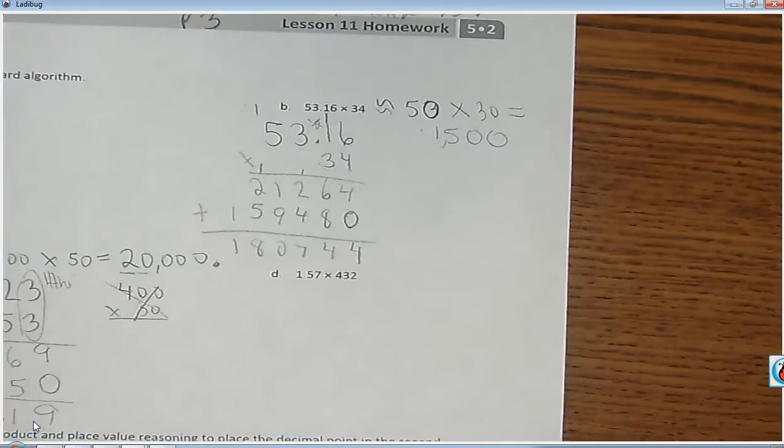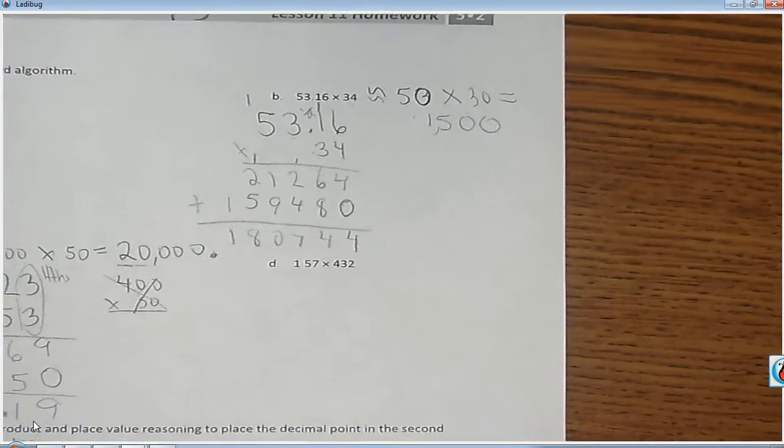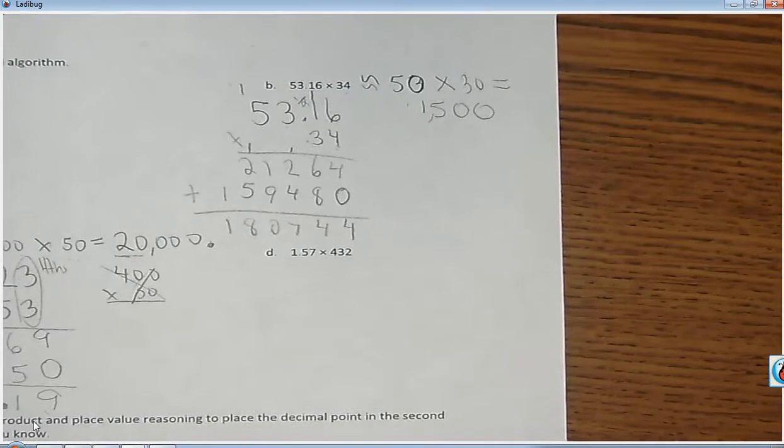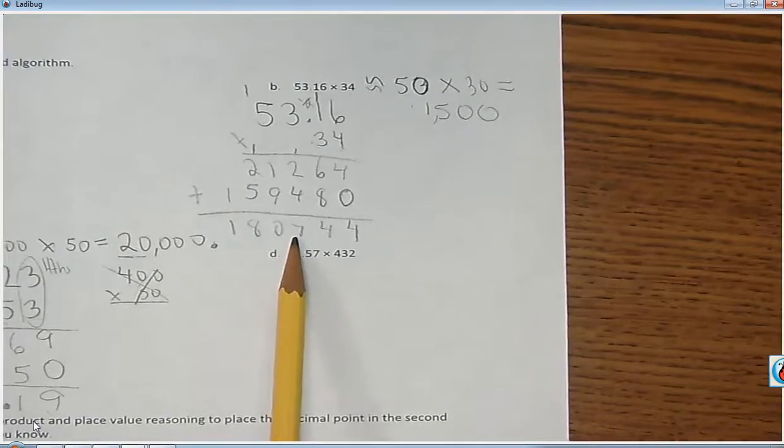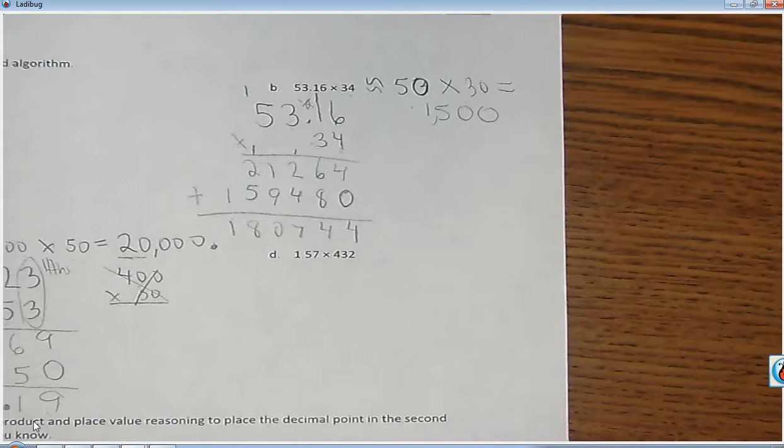All right, now I want you to pretend that you have a neighbor in class to talk to right now. How could you explain to your neighbor, how do we figure out where to put the decimal point? Because we know the answer is not 180,744. We need to have a decimal point in here to separate the whole numbers from the decimals.